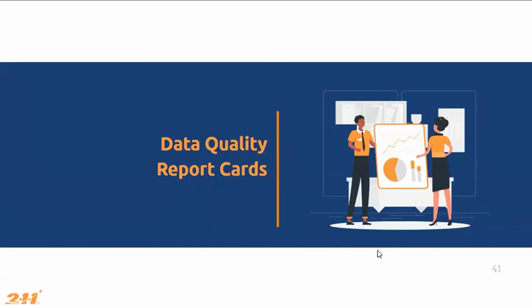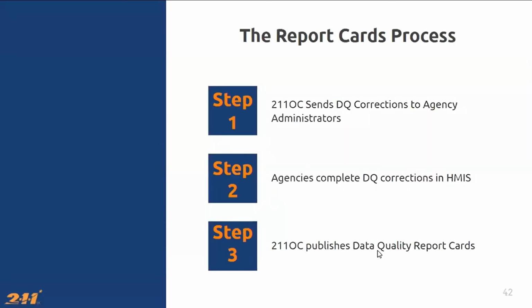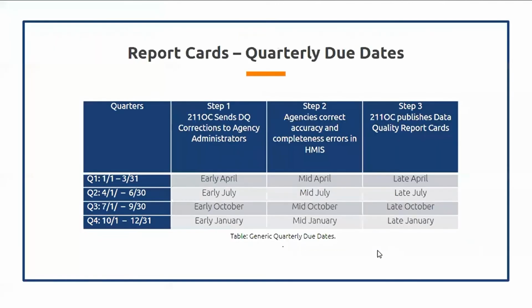Okay. So now let's talk about the data quality report cards. The data quality report cards allow us to assess the data quality of our system as a whole. This is the publication that we make after you have all your processes and procedures to review and monitor your data quality. For the publication of report cards, we have three main steps. First, we send the agency administrators data quality corrections. Second, the agency administrator completes the corrections in HMIS. And third, we publish the data quality report cards. And we repeat this process every quarter.